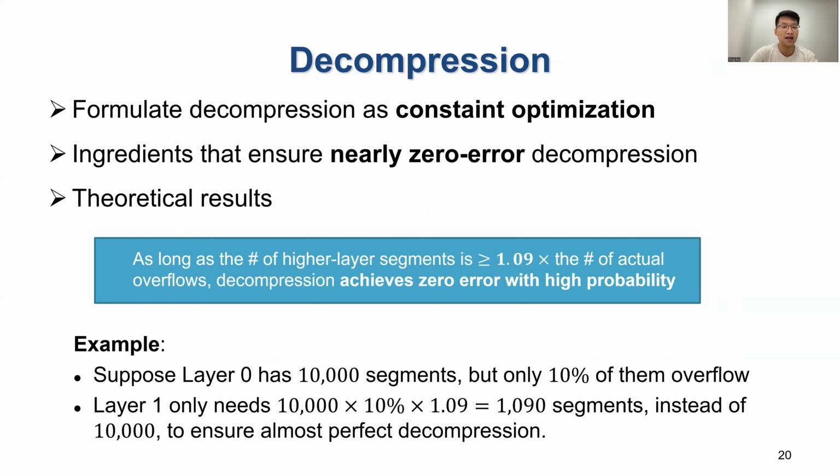The key result is that as long as the number of higher layer segments is at least 1.09 times that of the actual overflows, decompression achieves zero error with high probability. Here is an example. Suppose layer 0 has 10,000 segments, but only 10% of them overflow. Then layer 1 only needs 1,090 segments instead of 10,000 to ensure almost perfect decompression.